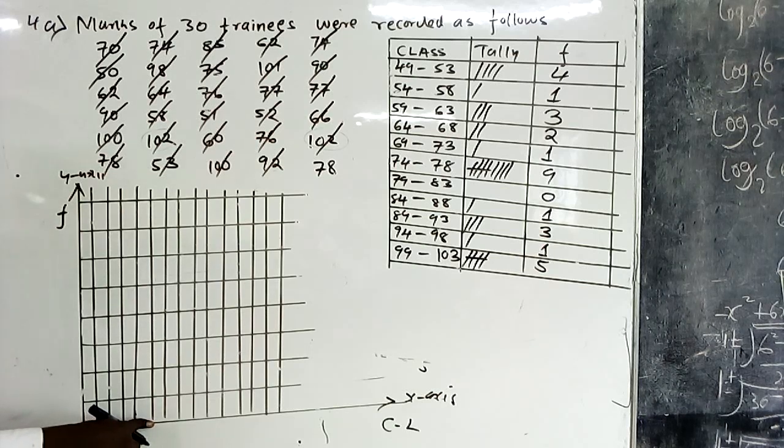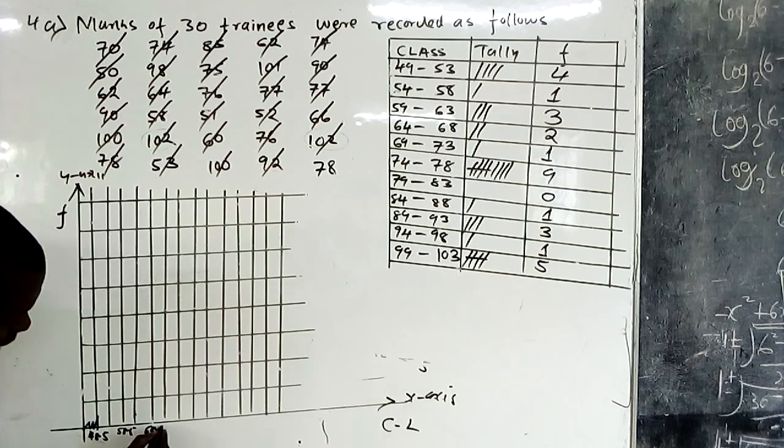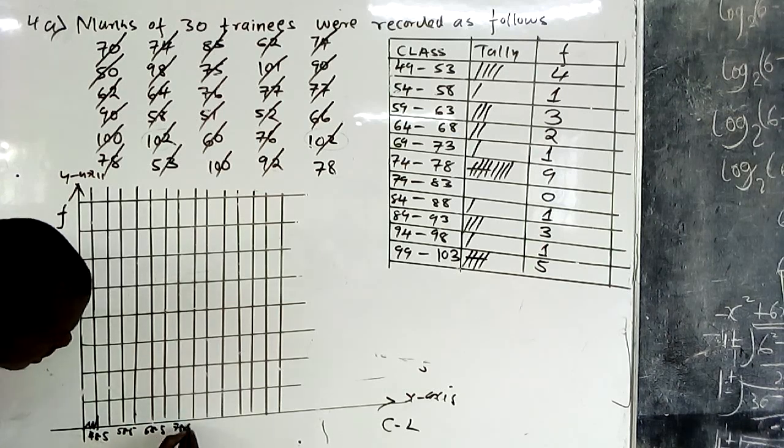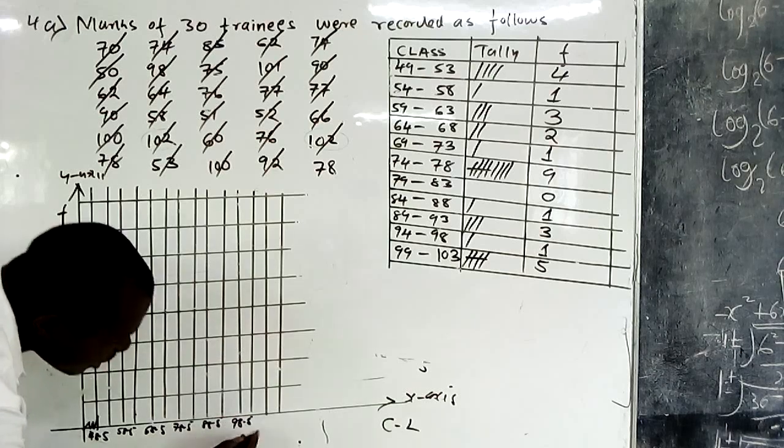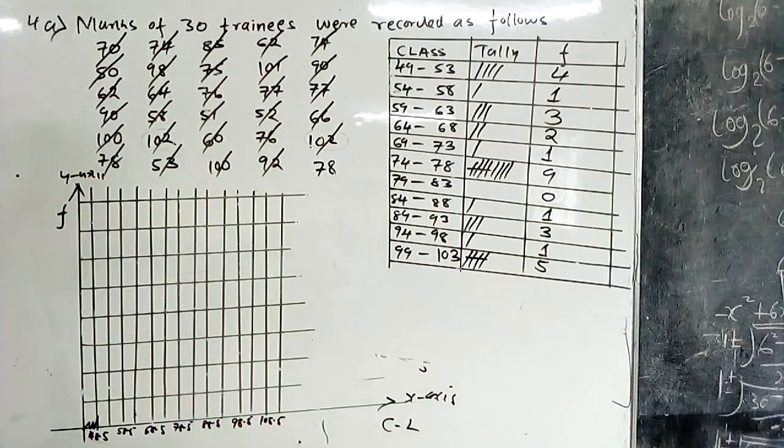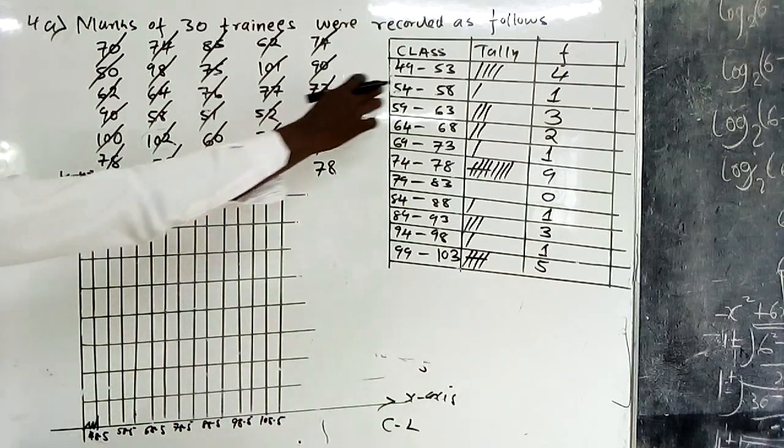Because I have minimal space. Are we together? This one is 68.5. If I skip this, this one becomes 78.5. If I skip this, this one becomes 88.5. If I skip this, this one becomes 98.5. If I skip this, this one becomes 108.5, isn't it?